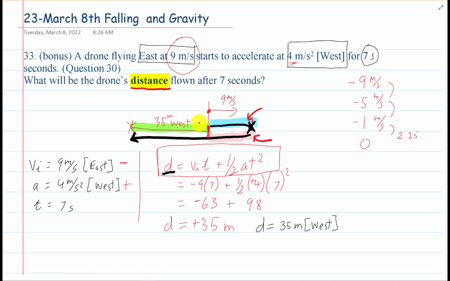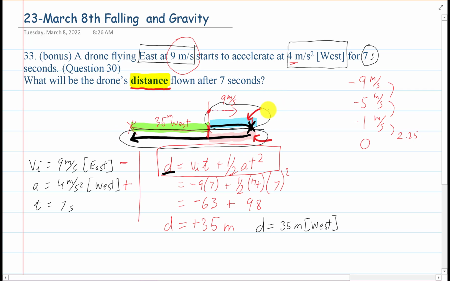Or I can do it this way. I find out how big the blue part is, and then I calculate how big this long part is. Because what happens if I didn't know it was 35? In fact, you don't get 35 from the question. You have to calculate 35 beforehand. So if I said, here's question number 33, do it, you didn't have the 35.